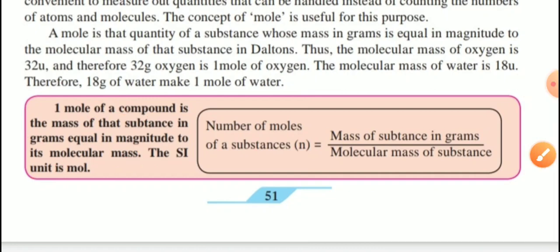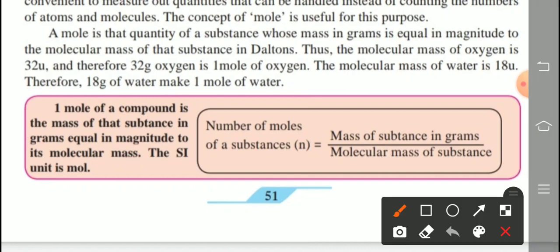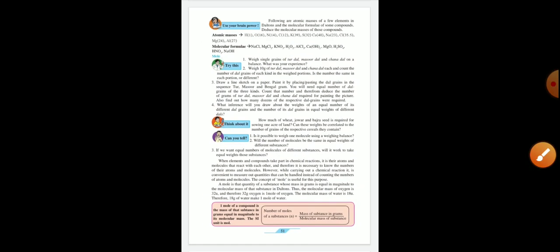Now the SI unit of mole, what is the SI unit? Check there at the last. SI unit is what? MOL in short, mole. What is the formula? How to find out the number of moles of a substance, that is indicated by small n, is equal to mass of substance in gram divided by molecular mass of substance. This is a 1 mark question. What is the formula? How to find out the number of moles of a substance, that is n. Next.